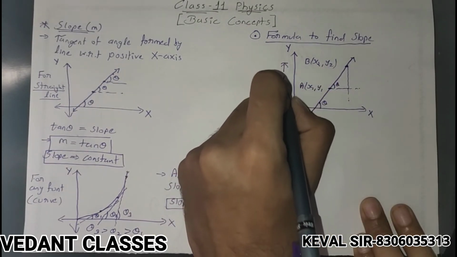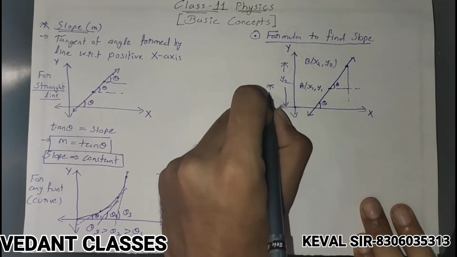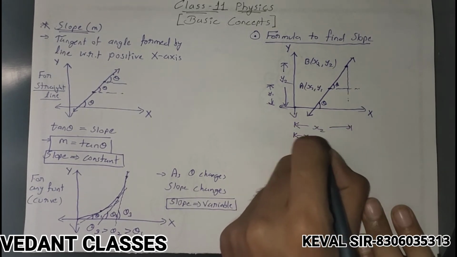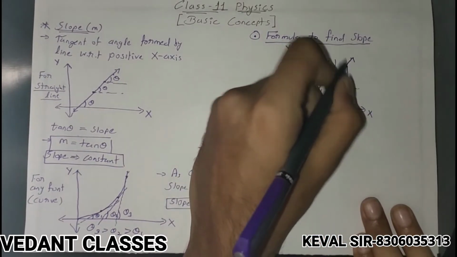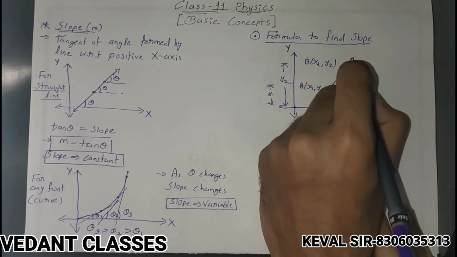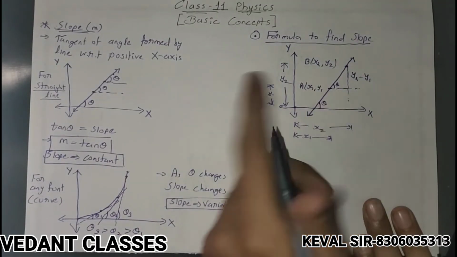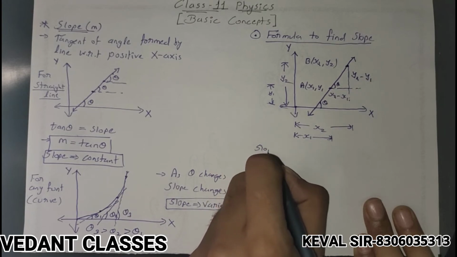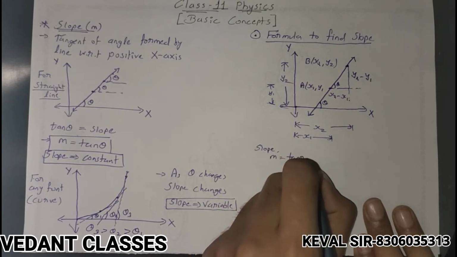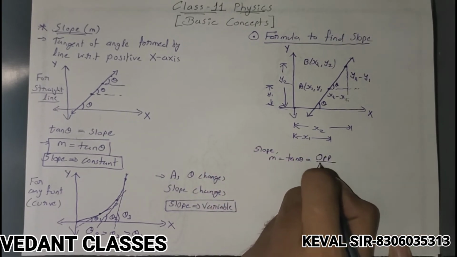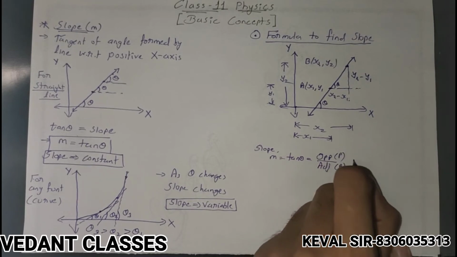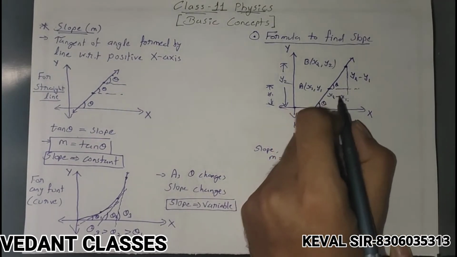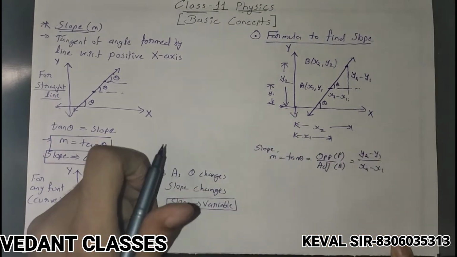Now if you consider this, it will be y2, this will be y1, from here it will be x2 and this will be x1. You can clearly get this height will be y2 minus y1, and this base will be x2 minus x1. Now what is slope? Slope, that m means tan theta, and tan theta is opposite upon adjacent, or you can also say perpendicular to base. So what is perpendicular? It is y2 minus y1, and here the base is x2 minus x1. So this is the basic formula for the slope.